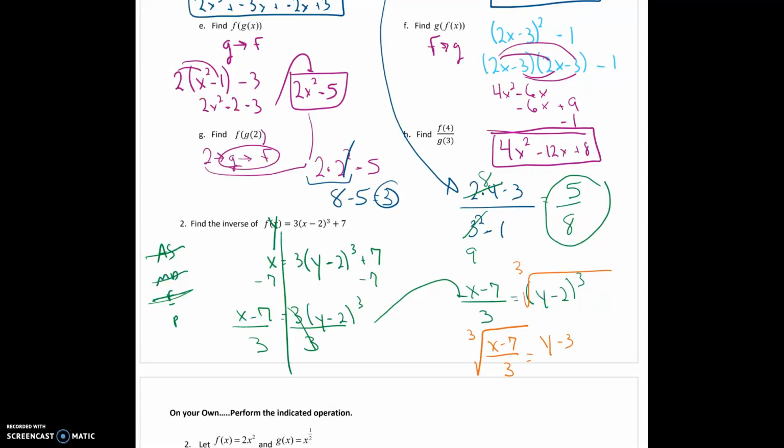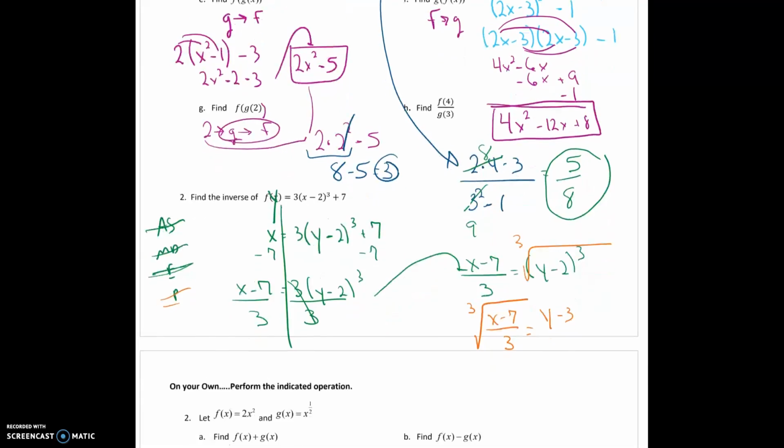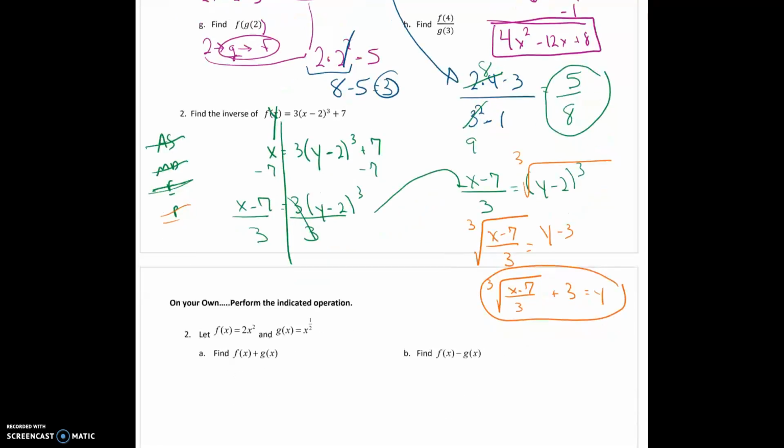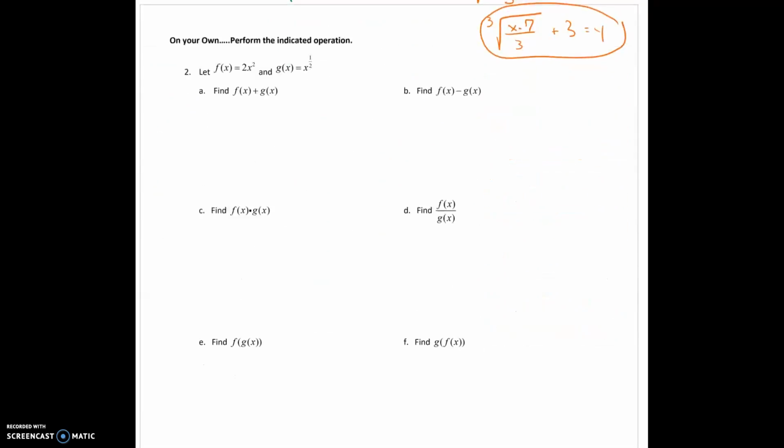And now it's not parentheses, but basically what's left is to get the 3 to the other side. And when I move it to the other side, it will not be in the cube root. The cube root is done. It's this, but I will just add 3 off to the side. And this is the inverse. Okay? So now what you're going to do is go to the on your own and go through those. I do have the answers, so you can check with me as you go through.